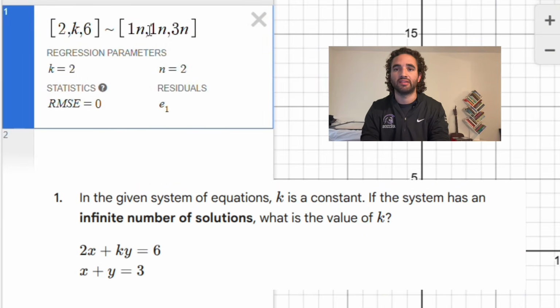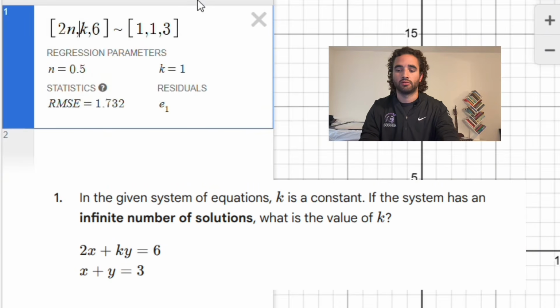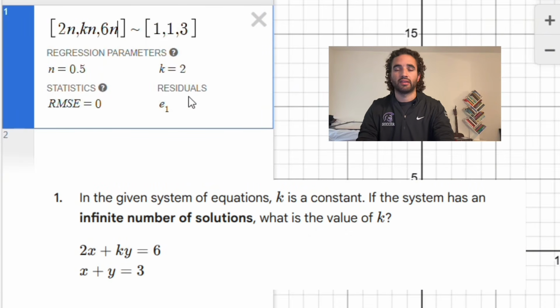So we always need that scale factor, but it actually doesn't even matter what side it's on. So if we took it out and put it on this side, do we think we're going to get the same answer for k? It says that k here is 2.